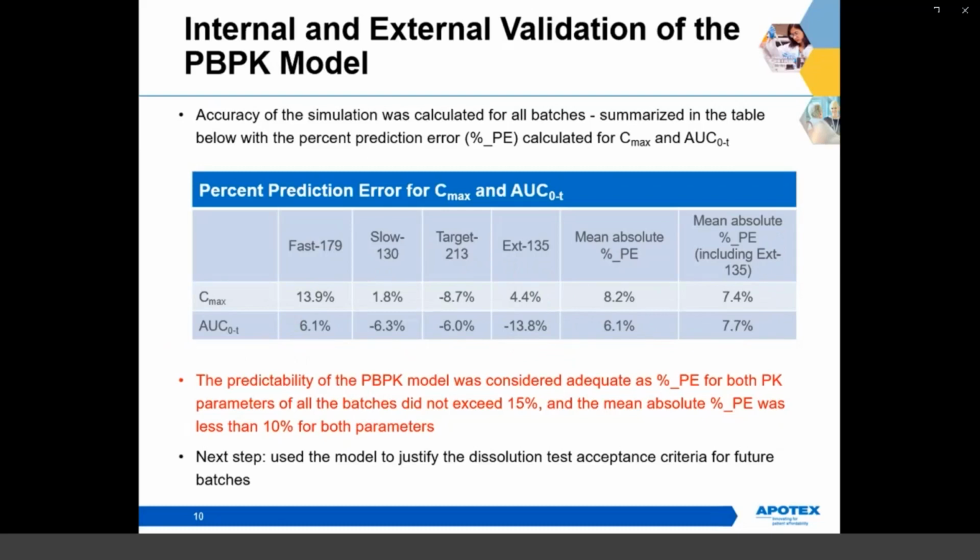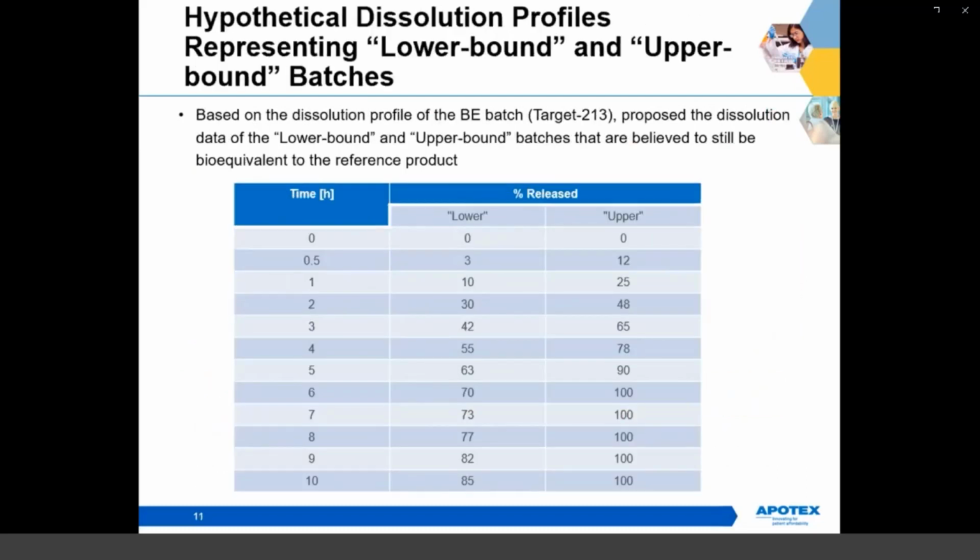10% for both parameters. Now, after the model has been validated, the next step is to use the model to justify the dissolution test acceptance criteria for future batches. Based on the dissolution profile of batch 213 that has been shown to be bioequivalent to the reference product before, 2 hypothetical dissolution profiles representing the so-called lower bound and the upper bound batches that are believed to still be bioequivalent to the reference products were proposed.